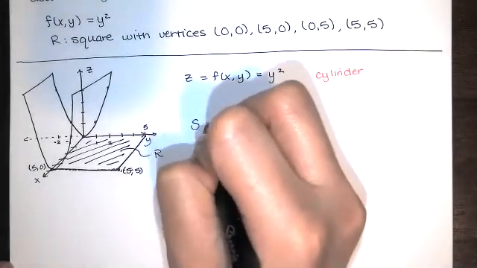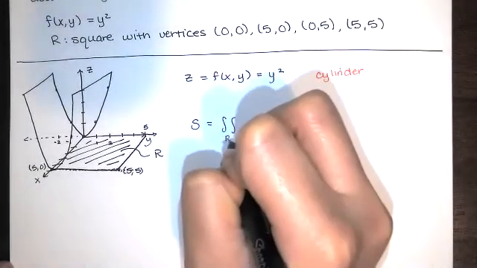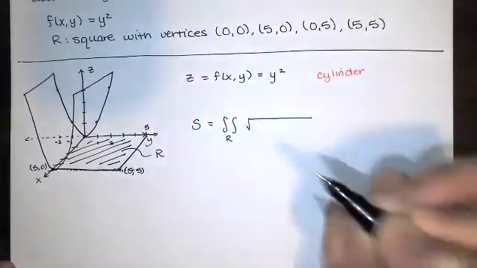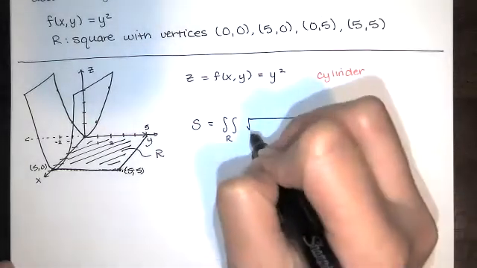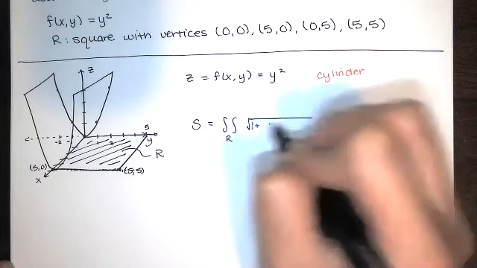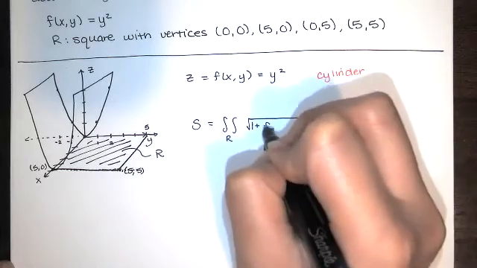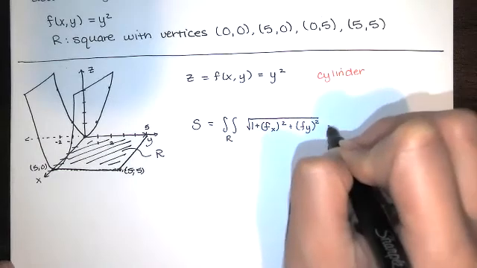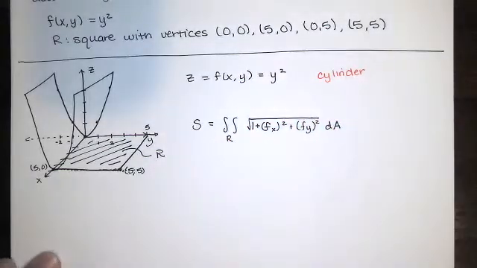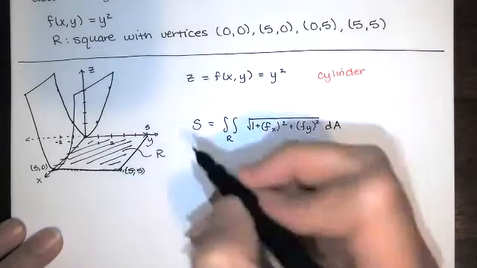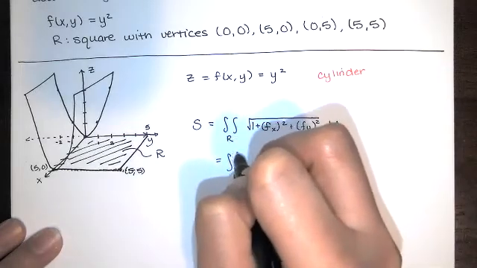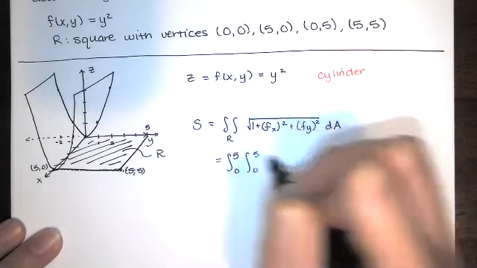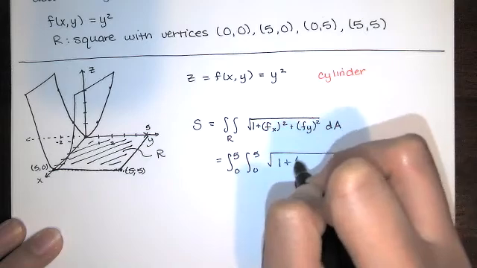Now to calculate surface area, we're just going to use this formula. We derived it in another video. It's a double integral over R of the square root of 1 plus the partial of f with respect to x, squared, plus the partial of f with respect to y, squared. We take that expression, take the square root, and then integrate over R. Now R is really simple. Clearly x goes from 0 to 5 and y goes from 0 to 5. So that's pretty easy.